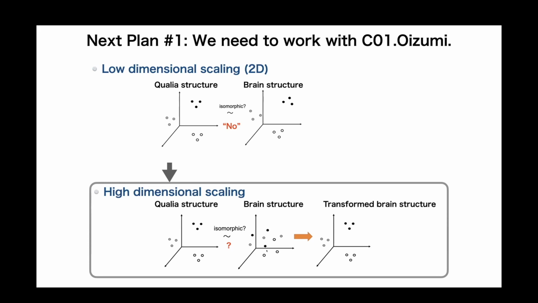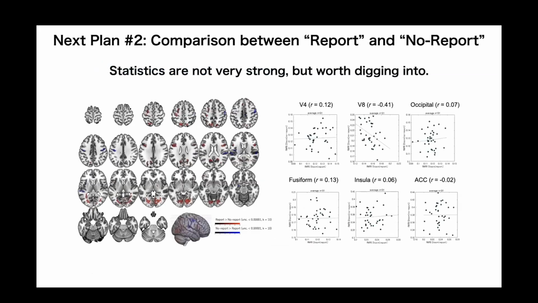Okay, and then Masafumi can transform brain structure to much better, to much more to the Qualia structure. So this is our next plan. And then the other plan is to compare the brain responses between report and no report.